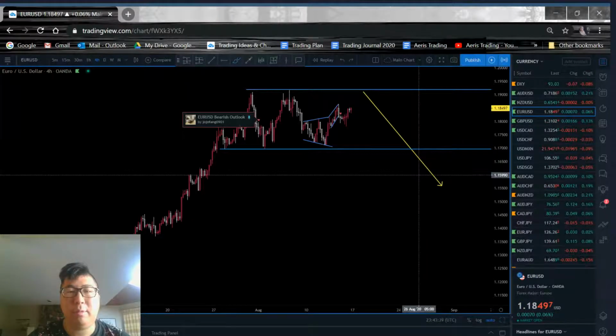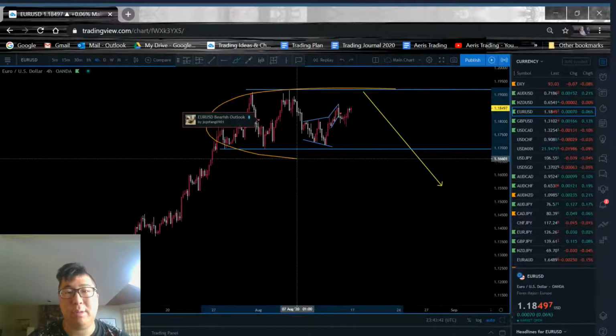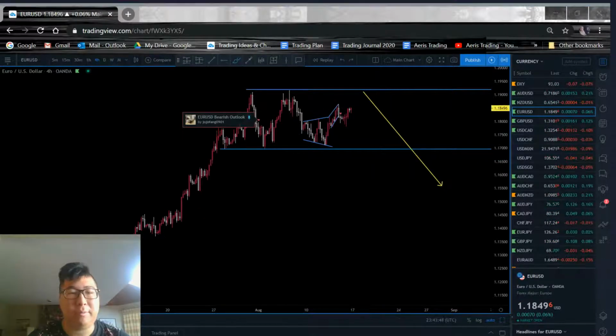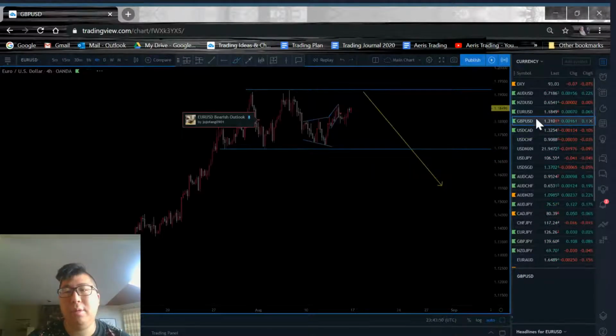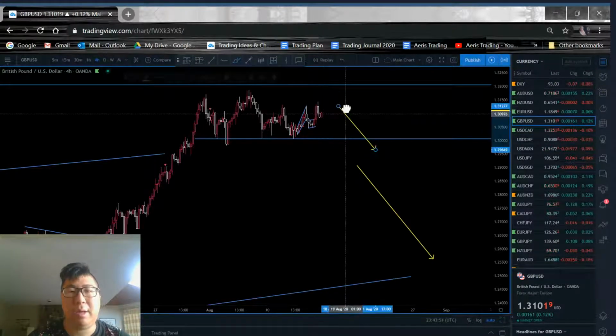So either way, if price is still in this current structure, if this bigger structure is still consolidating, I would be on the sideline for now until I see a little bit more confirmed price action form, and I'll look to take the trade short. Let's look into pound dollar.